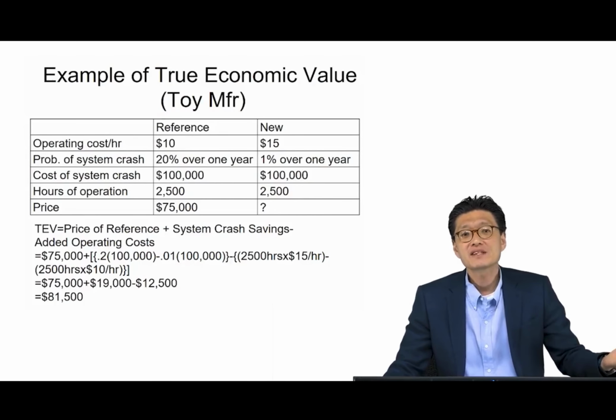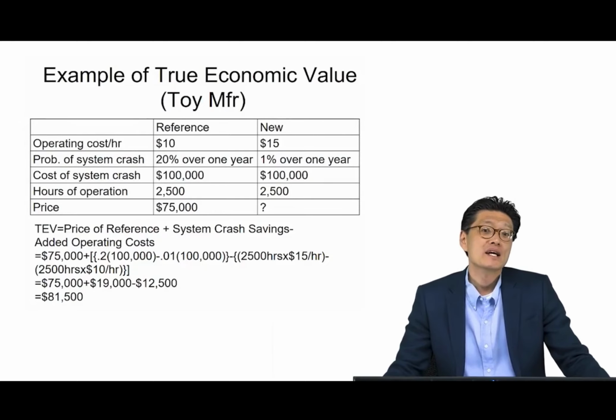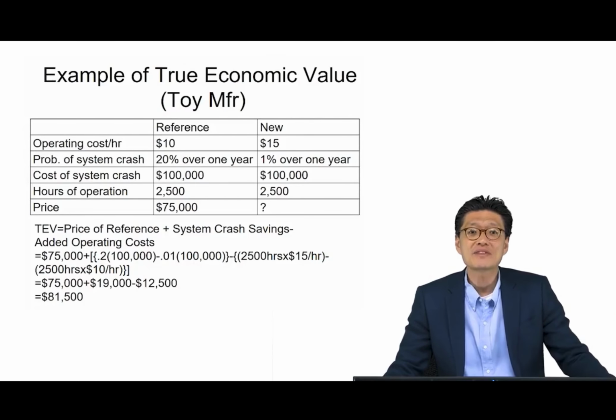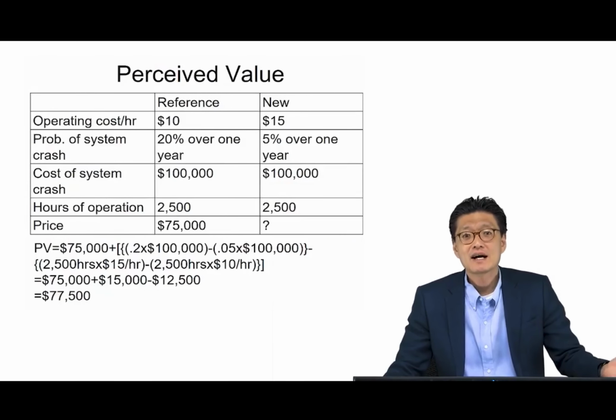So this is the maximum price that this air filtration system company can charge to this toy manufacturer for its new air filtration system. In other words, they don't have to charge this, but this is the price that the supplier, the seller, would like to charge to the buyer. So this is the price, 81,500, from the seller's perspective.